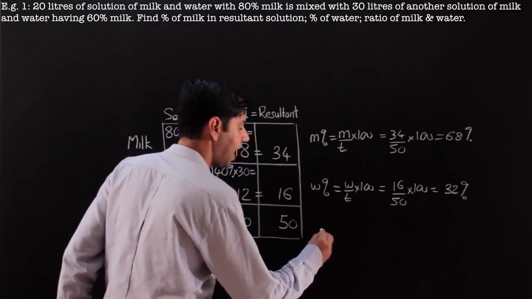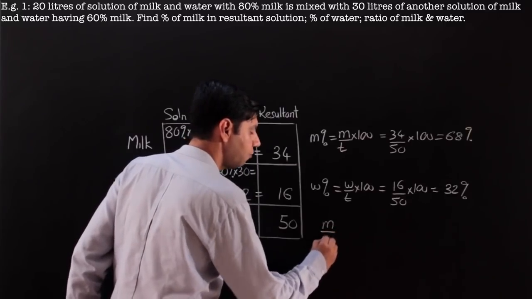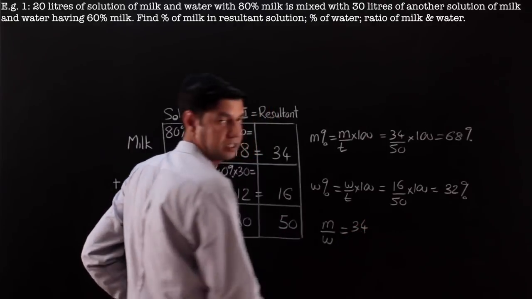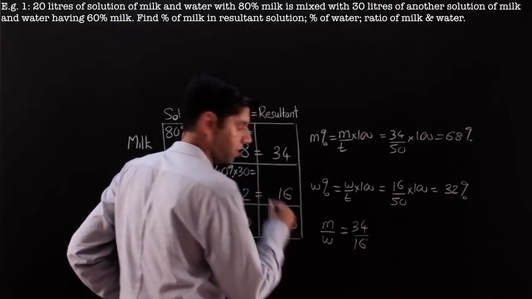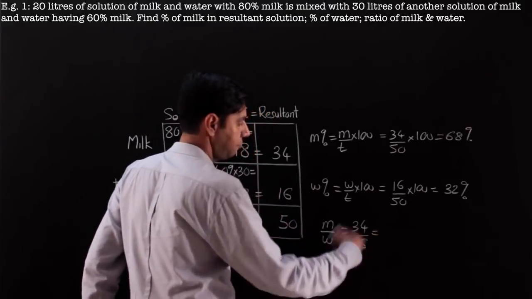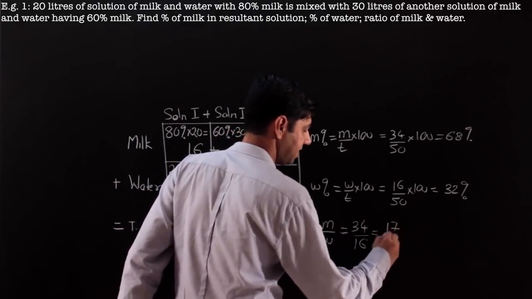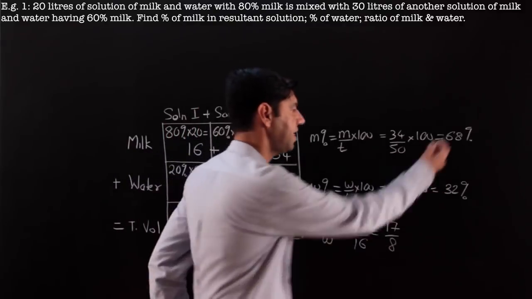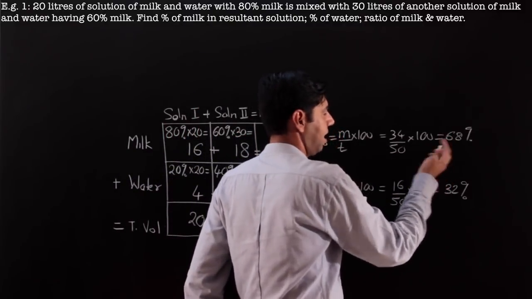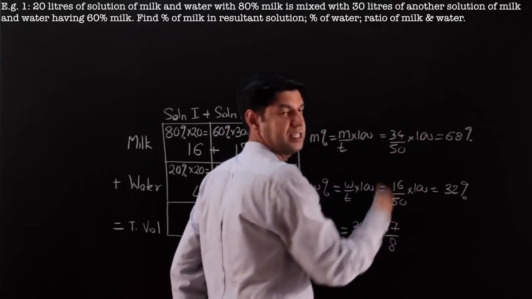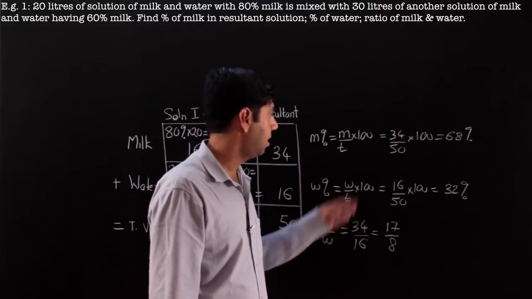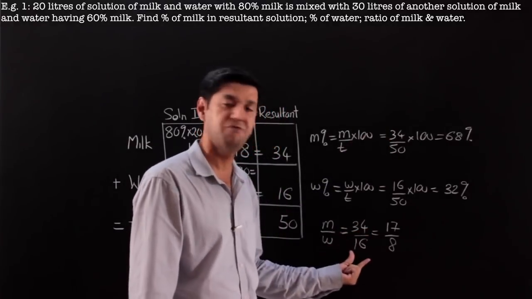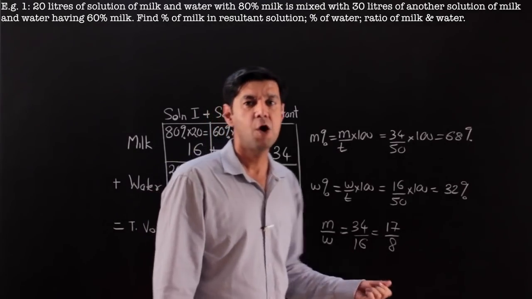The question could also be asked, what is the ratio of the milk to water, right? So milk to water, that is 34 liters milk, that is 16 liters water out over here, and so when I reduce it, it will get cancelled by a 2, that will be 17:8. Could I find this value out over here also? Yes, 68% is 34 out of 50, so the balance, 50 minus 34, 16, has to be water. Right? Hope you get this.